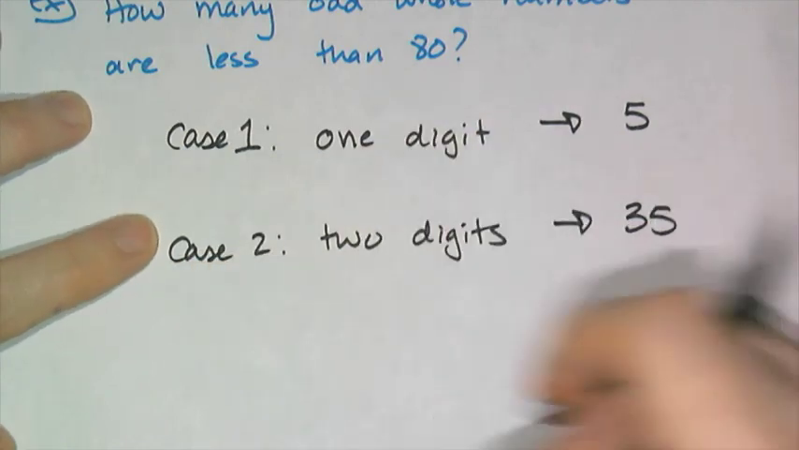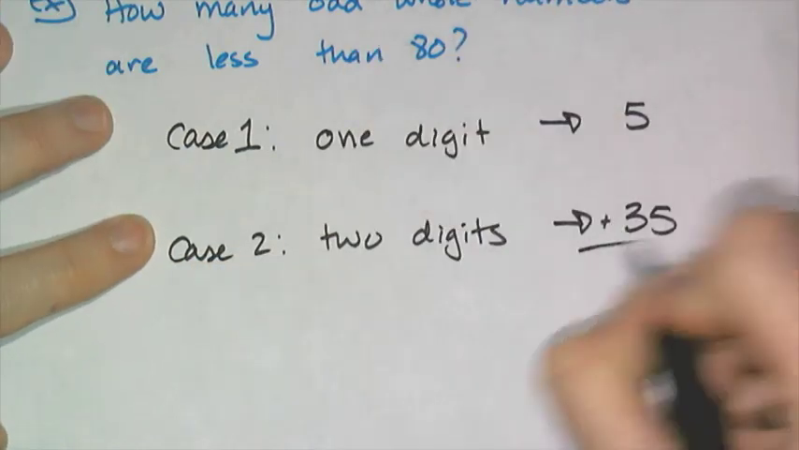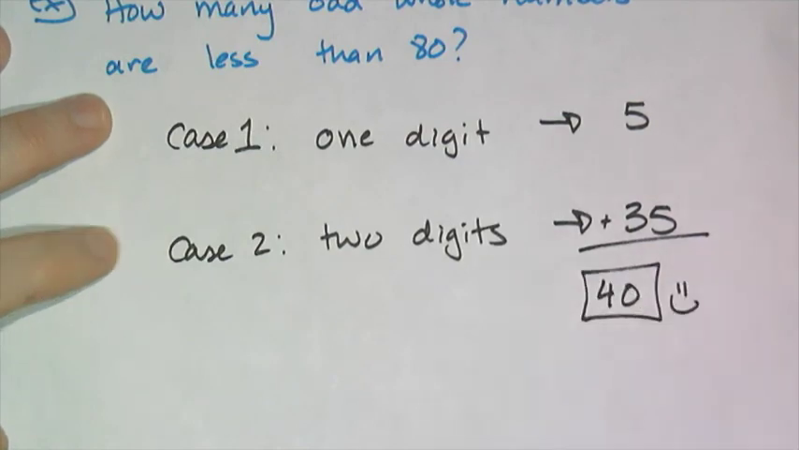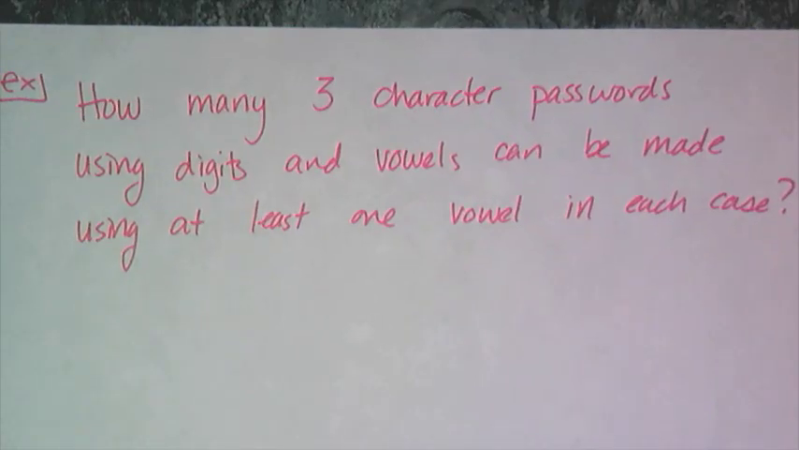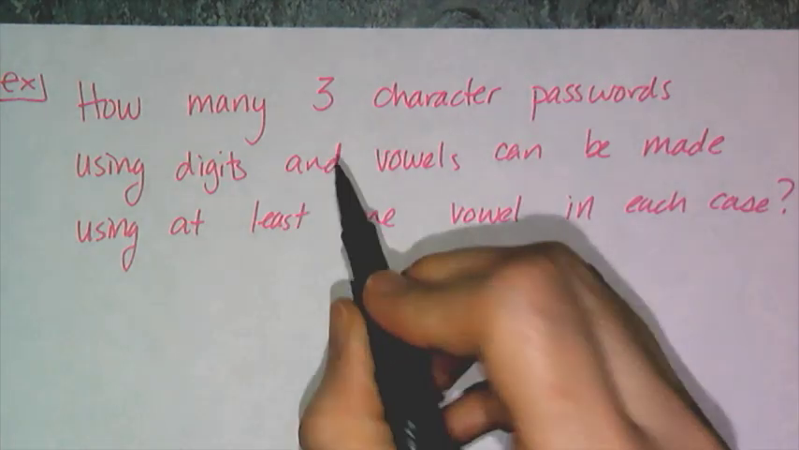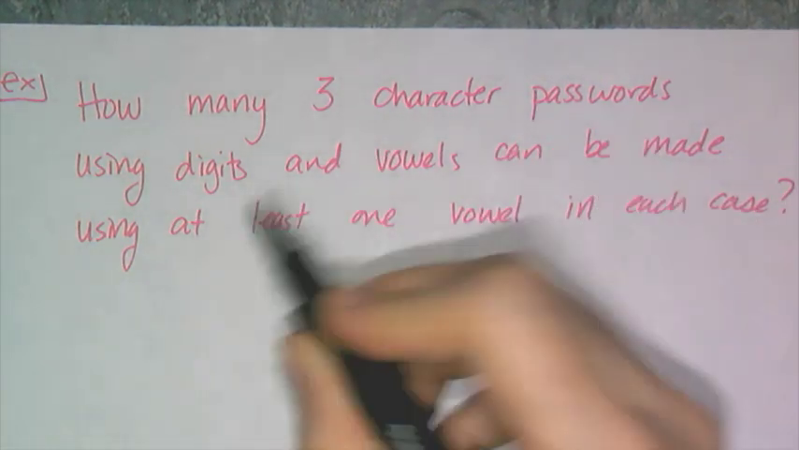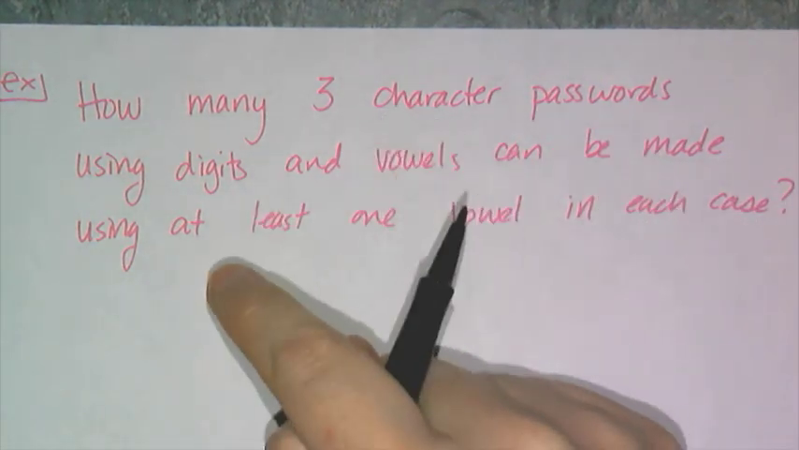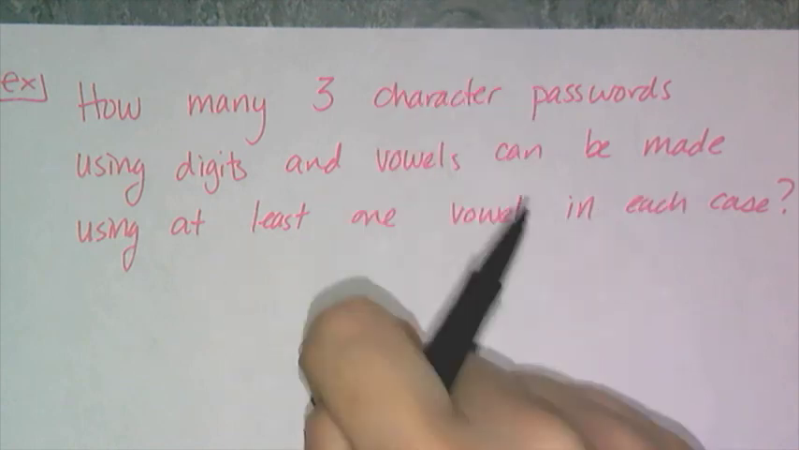So to find the total number, all I have to do is add these two together and get 40. Now let's think about this more complicated example. How many 3-character passwords using digits and vowels can be made using at least one vowel in each case?